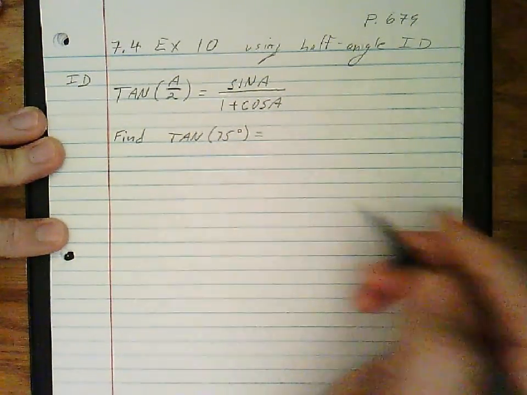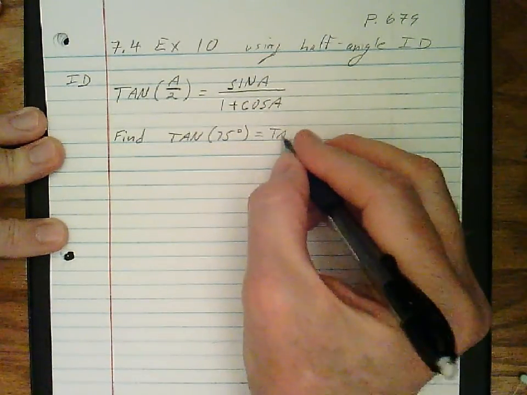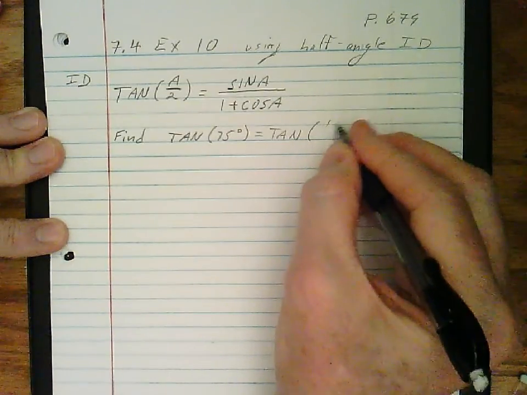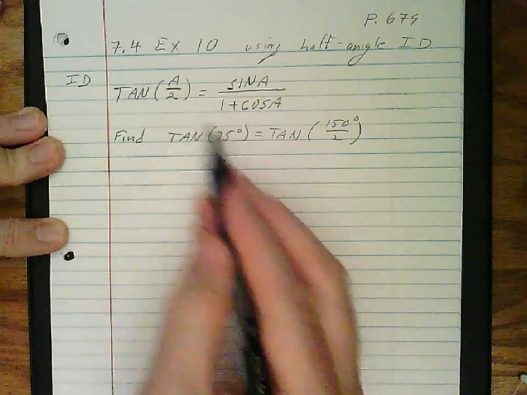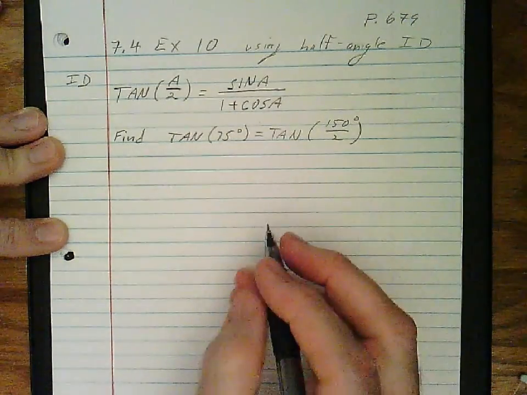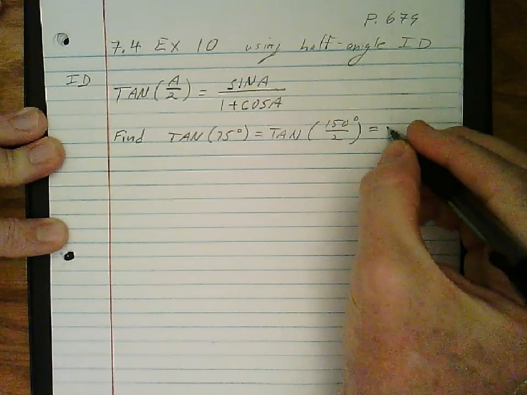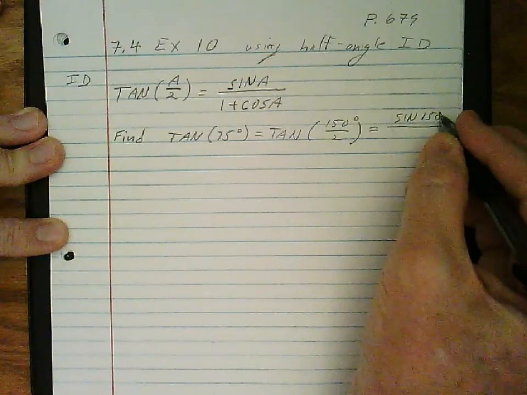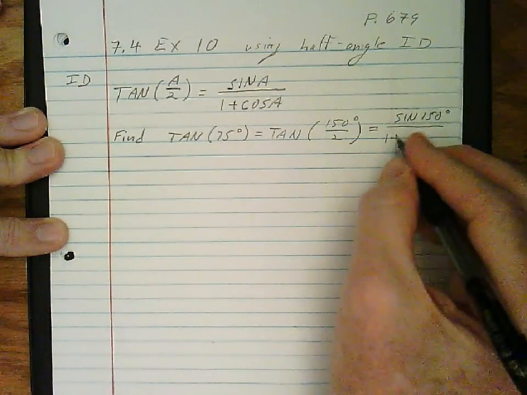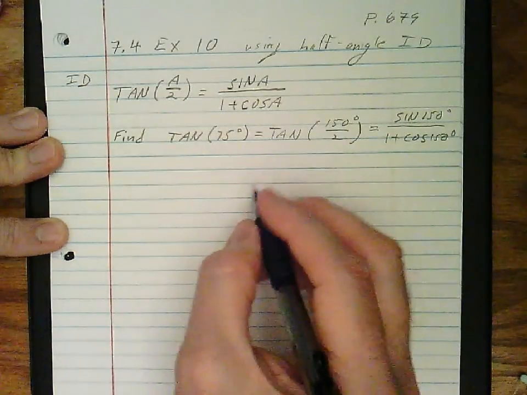Well, I can write 75 as 150 divided by 2. So I'm going to write tangent of 150 degrees divided by 2, because I know that 75 equals 150 divided by 2. And now I can apply the formula. So this is sine of 150 degrees over 1 plus cosine of 150 degrees.